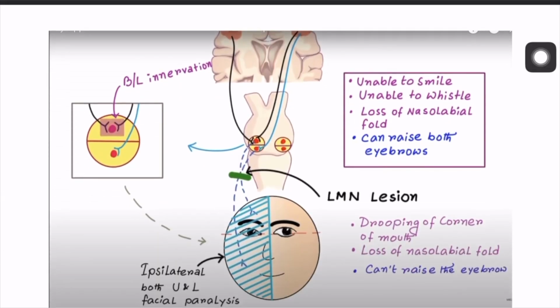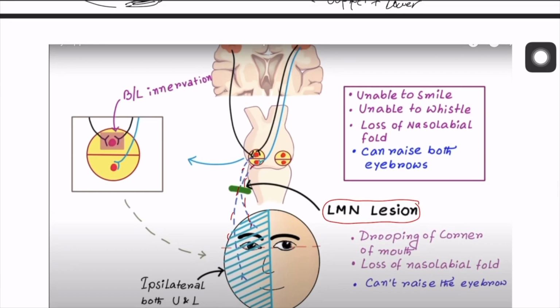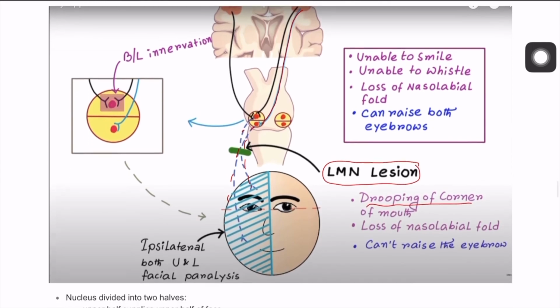When you look here as well, this is the lower motor neuron, as you see. And when you go up from this lower motor neuron, all the way up, it doesn't have bilateral representation. It's a unilateral representation on the contralateral side, which is that color. So injury to that will lead to ipsilateral paralysis of the whole face. Basically, you have drooping of the mouth, loss of the nasolabial fold, inability to raise the eyebrows, and so on.